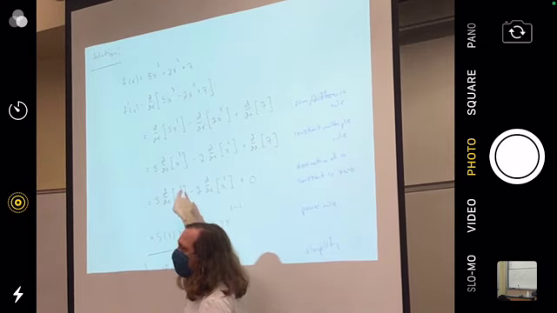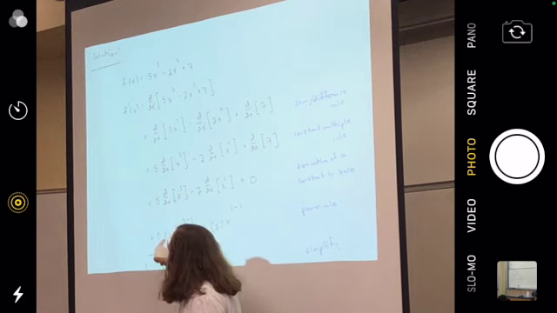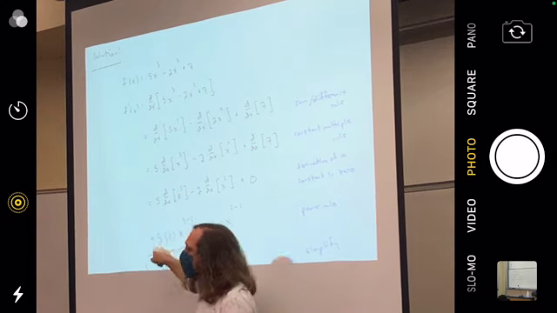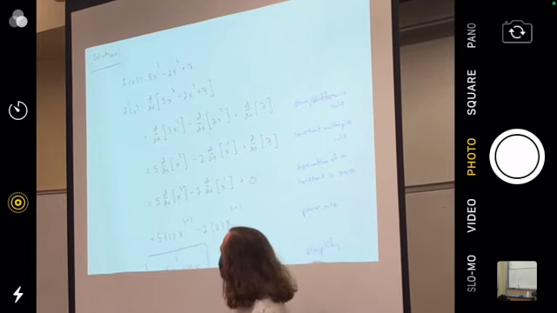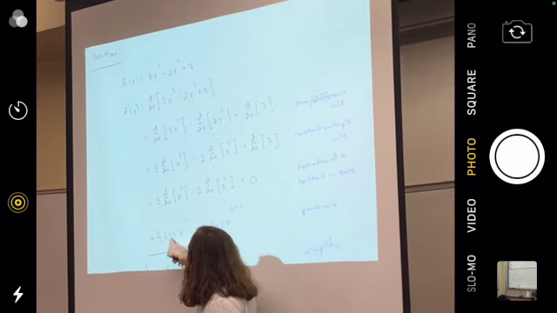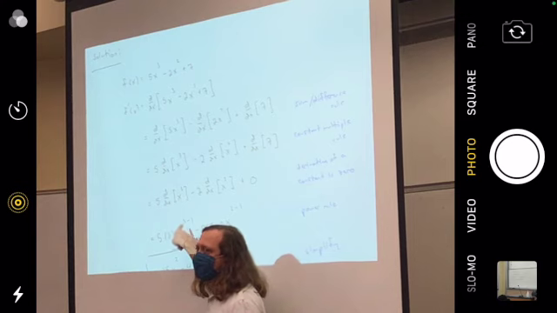This is x to a power. That means I'm allowed to use the power rule. Right, same here, x to a power, I can do the power rule. What does the power rule say? It says move down the power and then subtract 1.